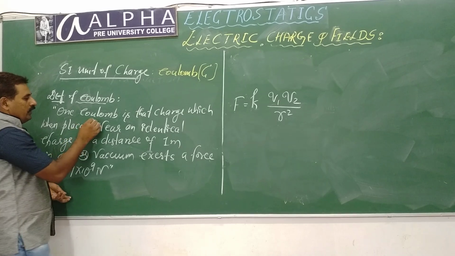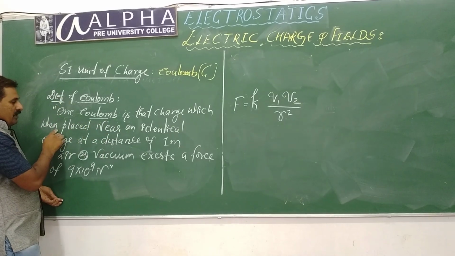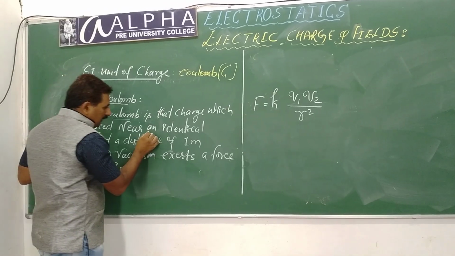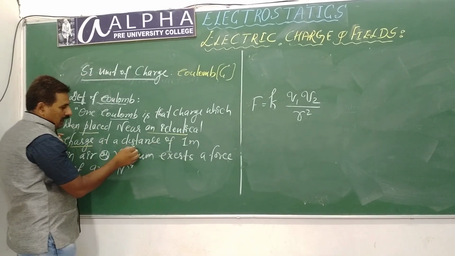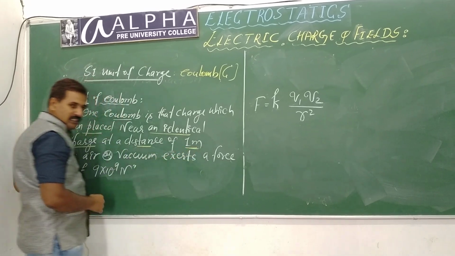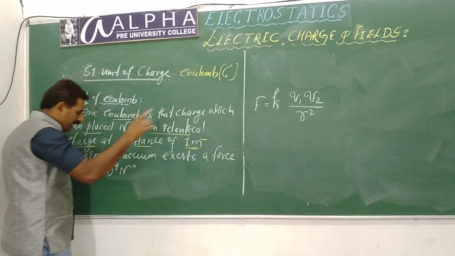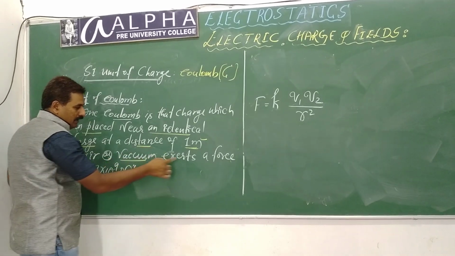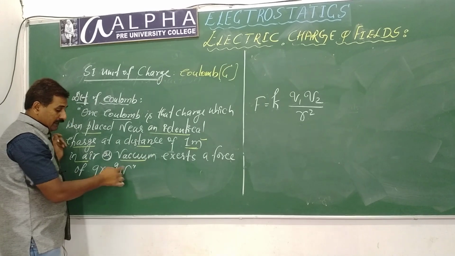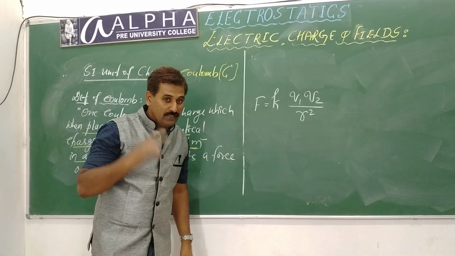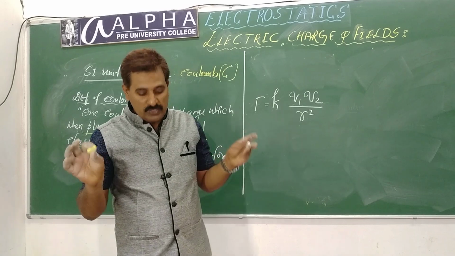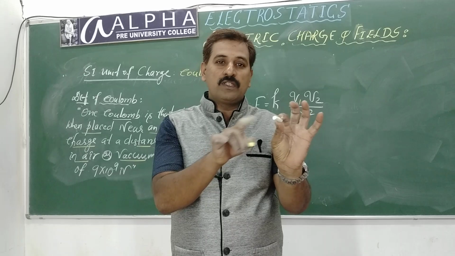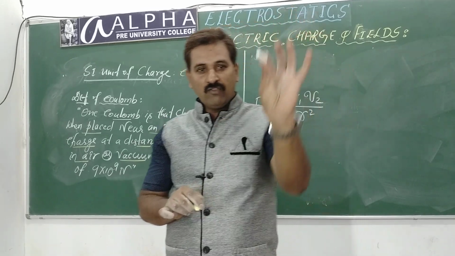Very simple. 1 coulomb is a charge which, when placed near another identical charge at a distance of 1 meter, in air or vacuum, exerts a force of 9 × 10^9 newton. Dear students, what is the meaning of this? There must be two charges. I have charged this one with 1 coulomb charge, say. What is the meaning of 1 coulomb?